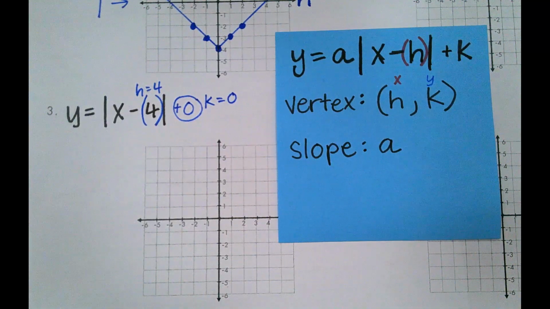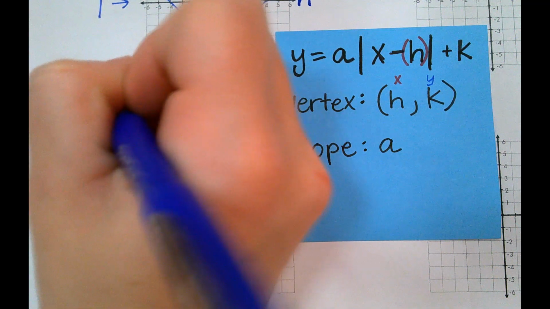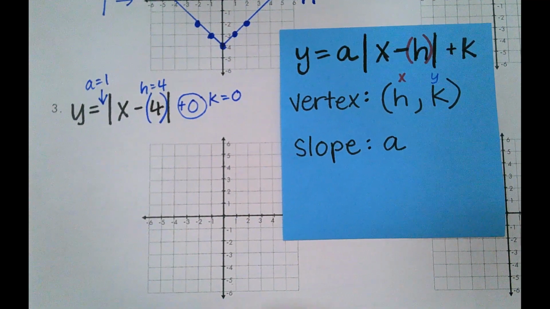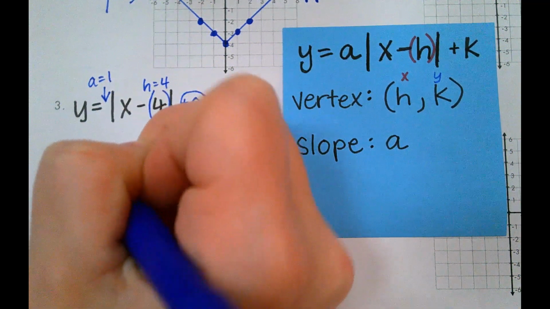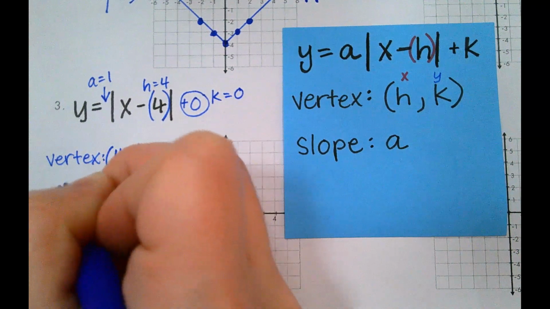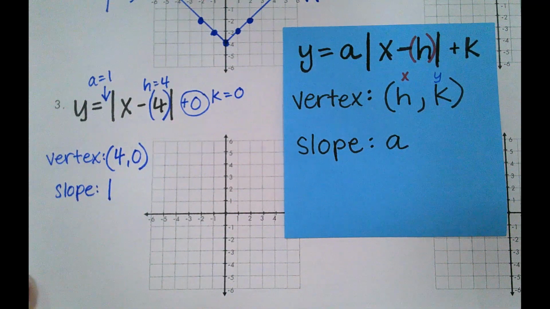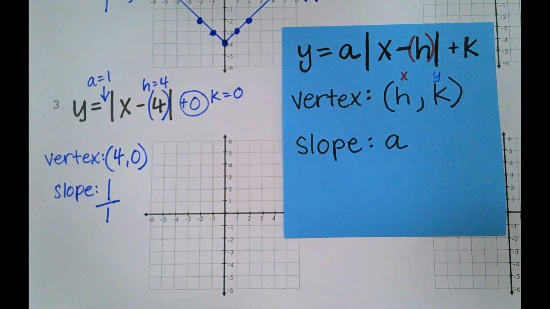What would my A be? 1. No number, so A is 1. So I know H is 4, K is 0, slope is 1. Oh, I mean A is 1. What is my vertex? 4, 0. Good. And my slope? 1. I like to do it as a fraction. I'm gonna write 1/1 just for fun.